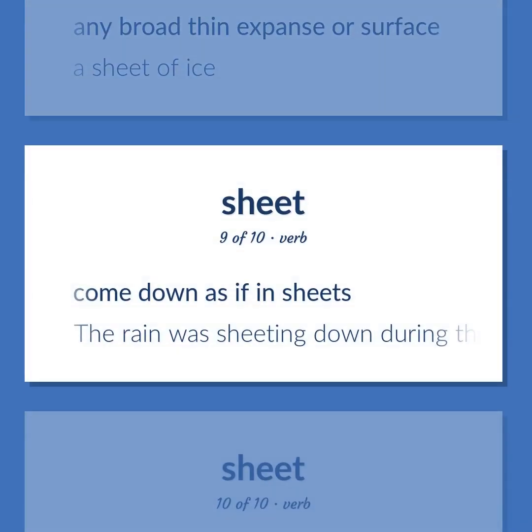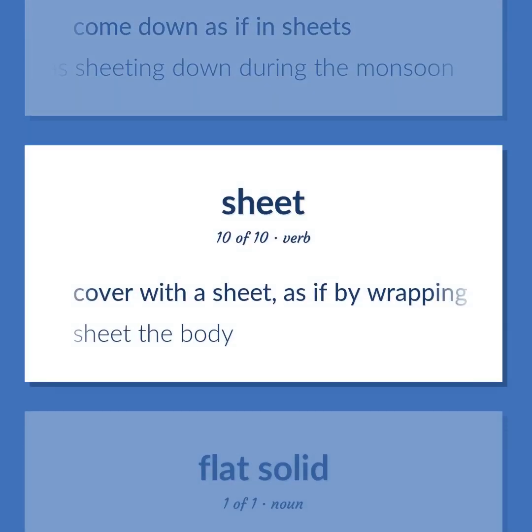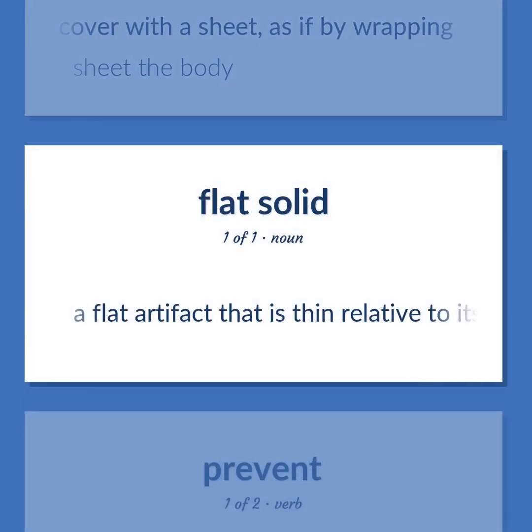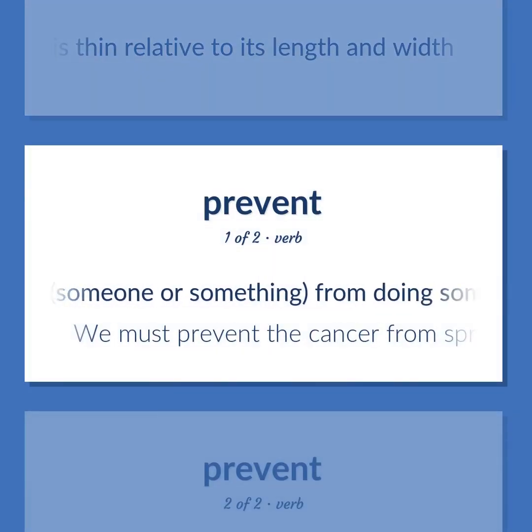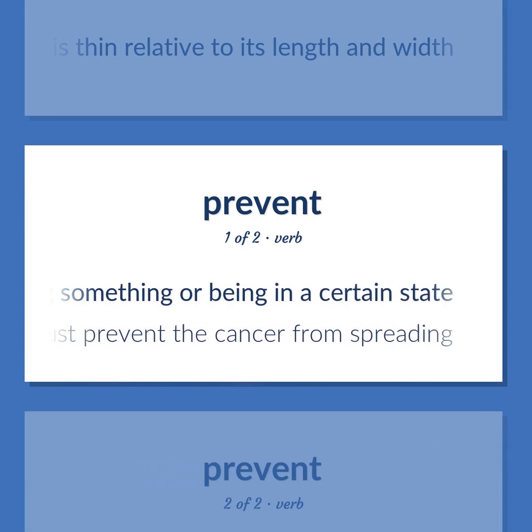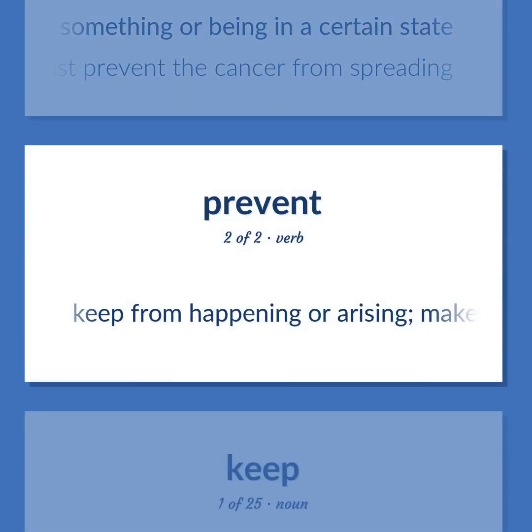Come down as if in sheets. The rain was sheeting down during the monsoon. Cover with a sheet, as if by wrapping. Sheet the body. A flat artifact that is thin relative to its length and width. Stop someone or something from doing something or being in a certain state. We must prevent the cancer from spreading. Keep from happening or arising. Make impossible.